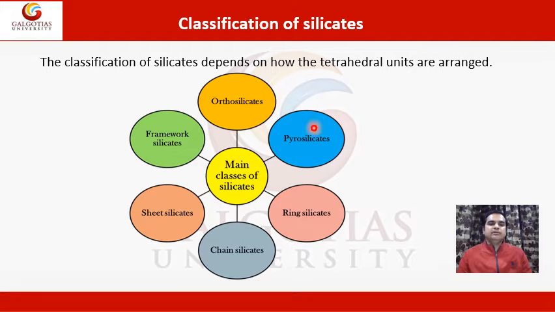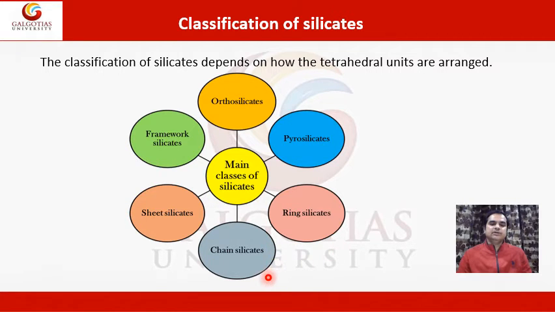Orthosilicates are those silicates which mainly consist of one tetrahedral silicate unit. Pyrosilicates are those silicates made up of two tetrahedral units bonded to each other, sharing one oxygen common to both. Ring silicates are those silicates made up of 3, 4 or more tetrahedral units forming a ring type structure. That's why we call them ring silicates.